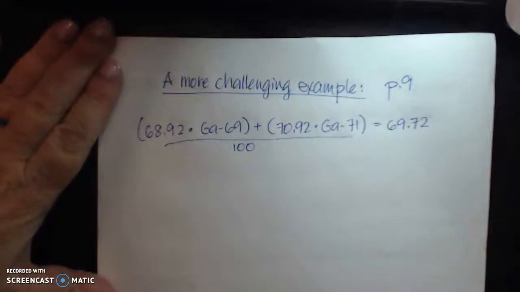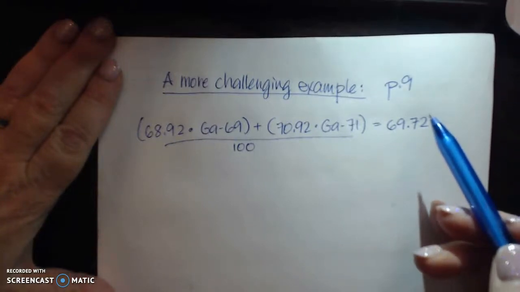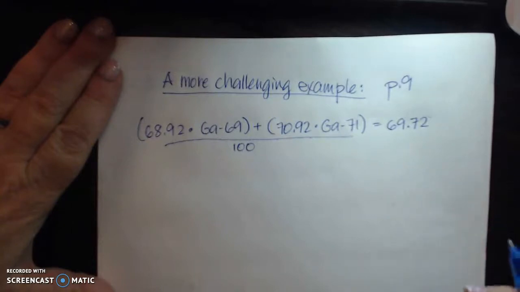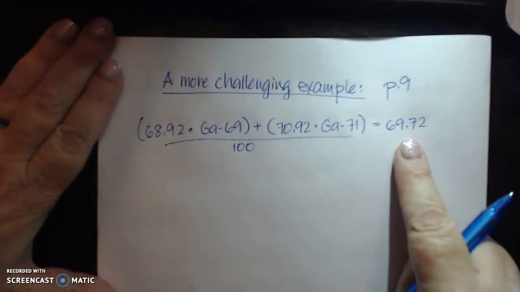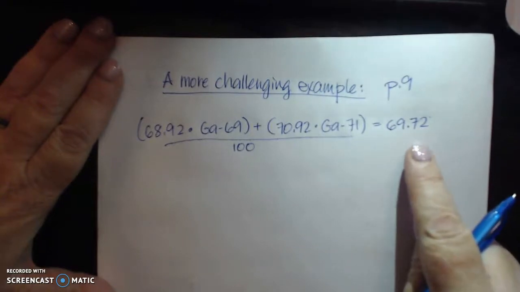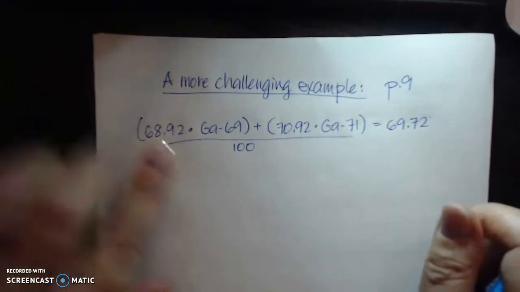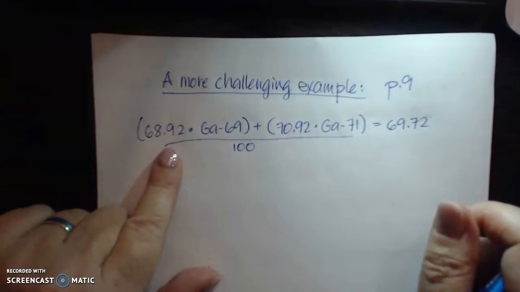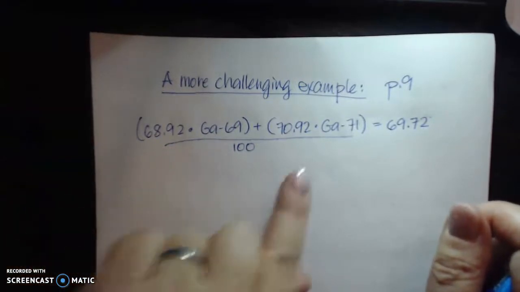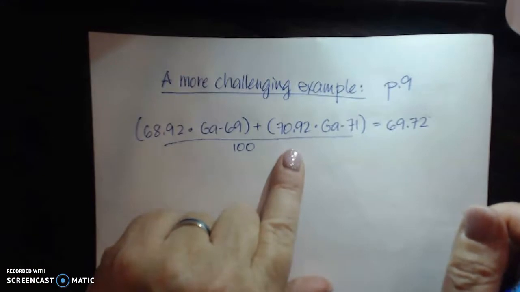All right, so we're going to be working on the more challenging example for average atomic mass, Unit 2, Atomic Theory, and this is on page 9 of our packet. The challenging example says the atomic weight of gallium is 69.72 AMU. The masses of naturally occurring isotopes are 68.92 for gallium-69 and 70.92 for gallium-71.